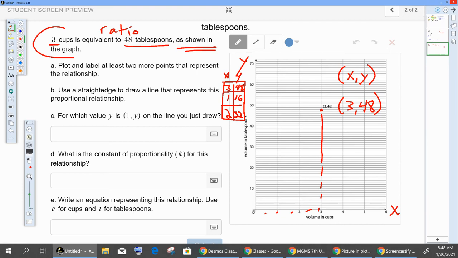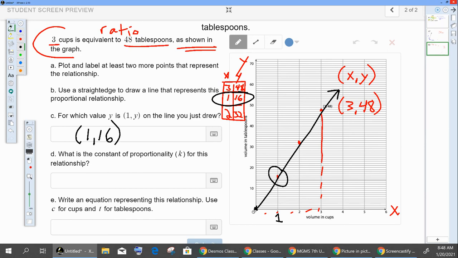So I can go over to 1 and up to 16, which is about here, and then 2, 32 is about here. And again, if I plot that, I also recognize that 0, 0 works. So when you have no, whatever it is in your measuring, when you have 0 cups, you've also got 0 tablespoons. So this makes the whole thing proportional, and it will keep going, right? So then you ask, for which value y is 1 comma y on the line you just drew? Well, that's right here. This is 1. And it was 16, right? It's right here in my table also. So it's 1 comma 16.